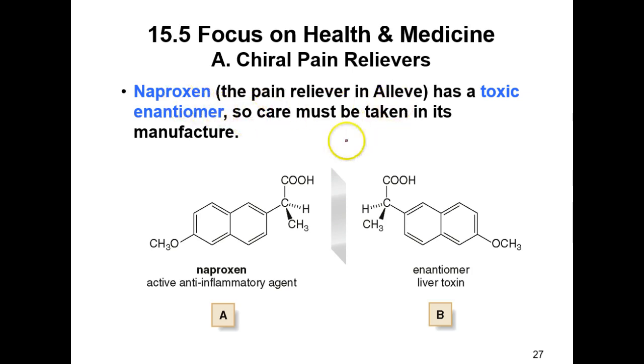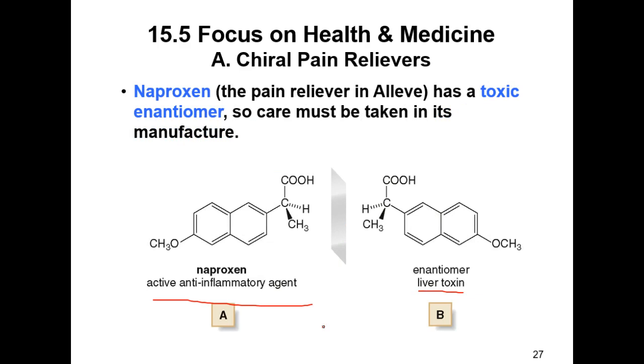Naproxen, known as Aleve. In this case, there is no extra strength because one enantiomer is a liver toxin. So they definitely do not want to be selling a racemic mixture. They sell exclusively the one enantiomer. All right. Interesting thing though, if you look, it's very similar.